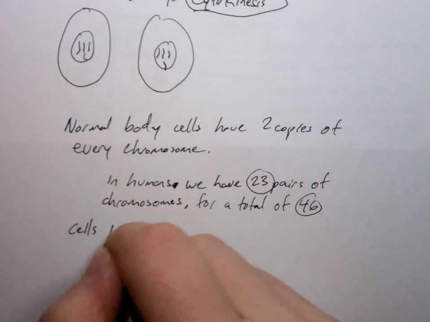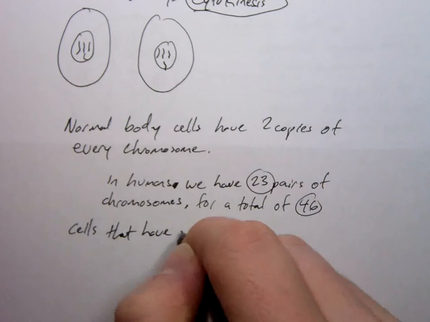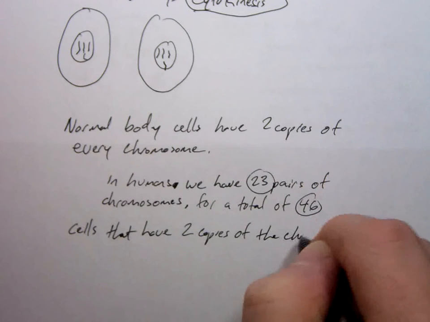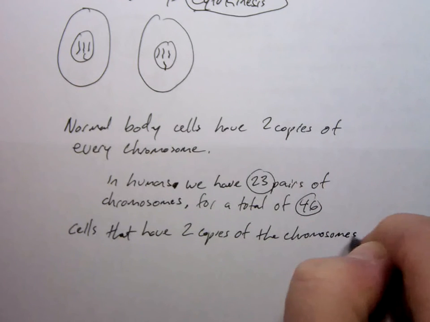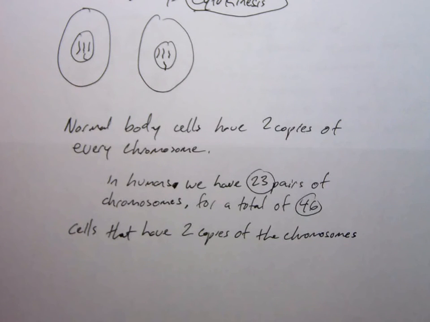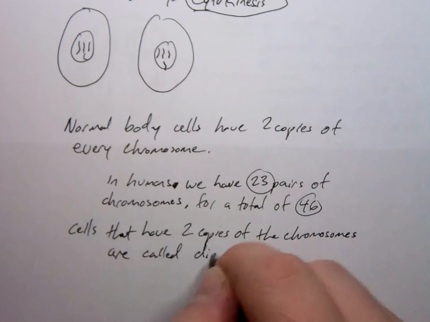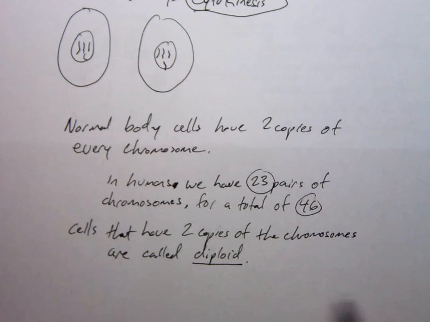Cells that have two copies of chromosomes. And I know this is going to be on the EOC a lot of times. It seems like they always have so many questions about diploid and haploid, so I'm 100% sure that's on there. Two copies of chromosomes are called diploid.